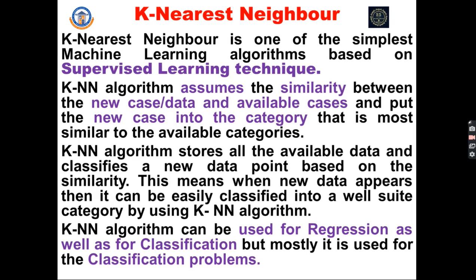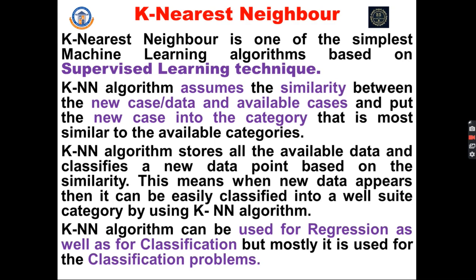K nearest neighbor is one of the simplest machine learning algorithms, which is based on the supervised learning technique. The K nearest neighbor algorithm assumes the similarity between the new case or data and the available cases, and puts the new case into the category that is most similar to the available categories. The KNN algorithm stores all the available data and classifies a new data point based on the similarity. This means when new data appears, it can be easily classified into a well-suited category by using the KNN algorithm.